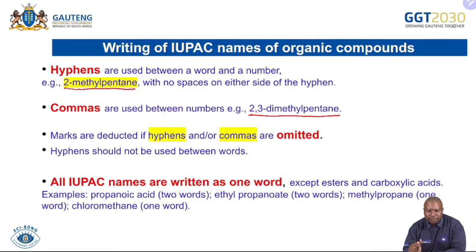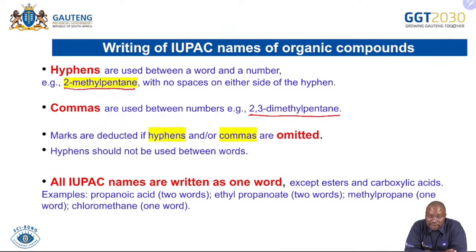2 exams. Marks are deducted if hyphens and or commas are omitted. So we're going to take away marks. Imagine you got the structure of 2,3-dimethyl pentane correct. You wrote the correct name, but you didn't write the comma and you didn't write the hyphen. Imagine losing 2 marks for that. That will not be good at all. So ensure that when you have 2 numbers, you put a comma. When you have a number and a word, a dash or a hyphen. That's the right word that I'm using, a hyphen between a word and a number.